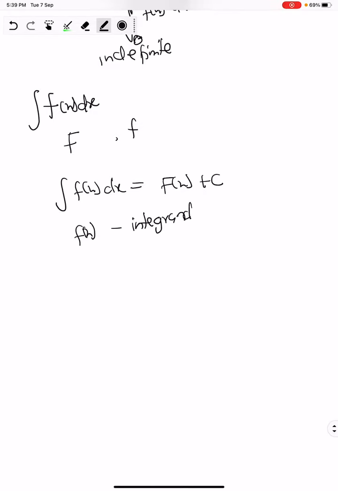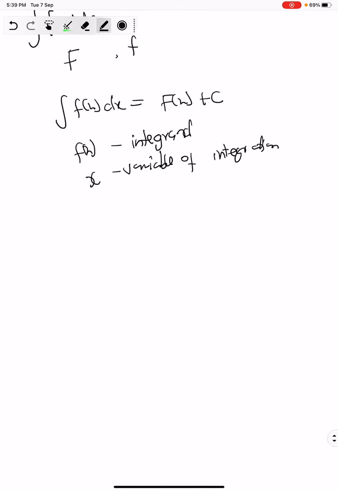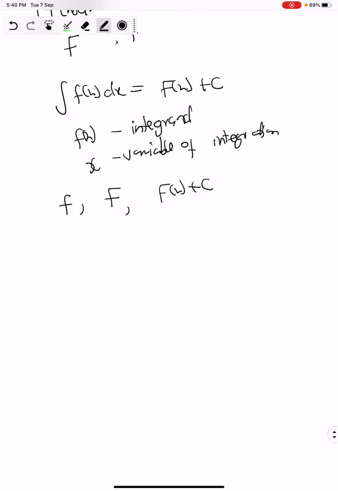The expression f of x is called the integrand, and the independent variable x is called the variable of integration. And the act of finding the antiderivative of f of x is referred to as integrating f. Now the function small f and an antiderivative big F with the functions F of x plus c is often referred to as family of antiderivatives of small f.